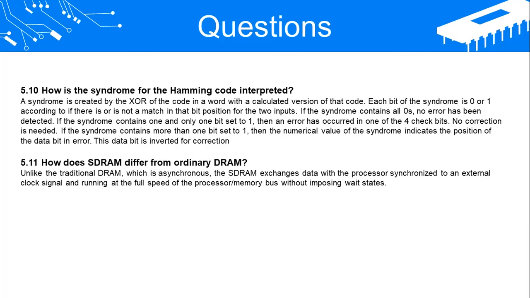The next is, how does SDRAM differ from ordinary DRAM? Unlike the traditional DRAM, which is asynchronous, the SDRAM exchanges data with the processor synchronized to an external clock signal, running at the full speed of the processor or memory bus without imposing wait states.